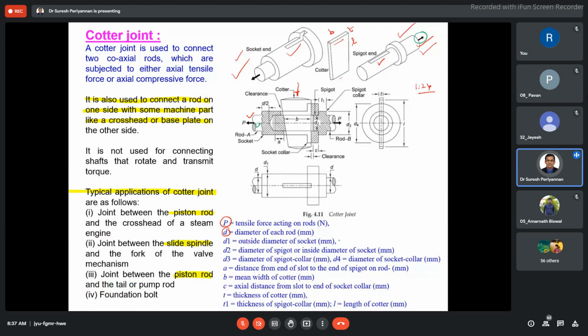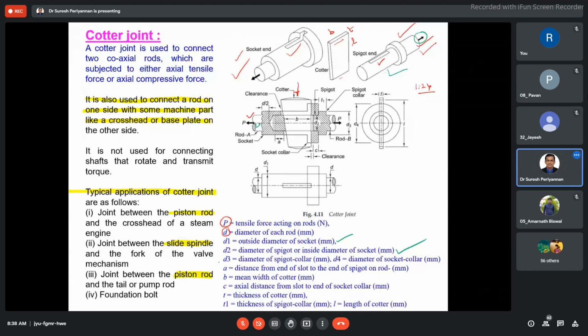The socket is going to have a hollow section, hence the outer diameter of the socket. This is hollow. In the video also we have seen that this is a hollow section. If it is a hollow section, then only we can insert the spigot into the socket. That is the outside diameter D1 of the socket, and D2 is the diameter of the spigot, or the inner diameter of the socket. Please keep this notation in mind.